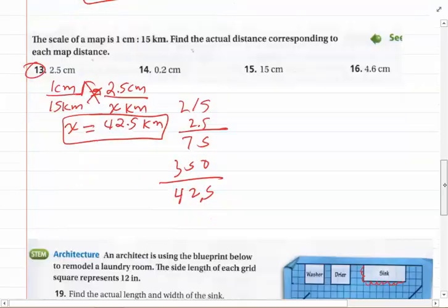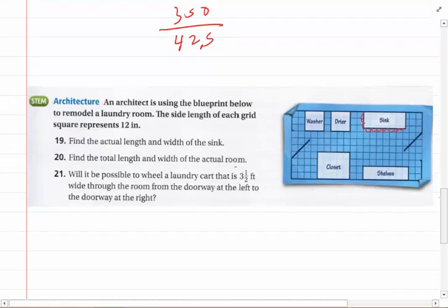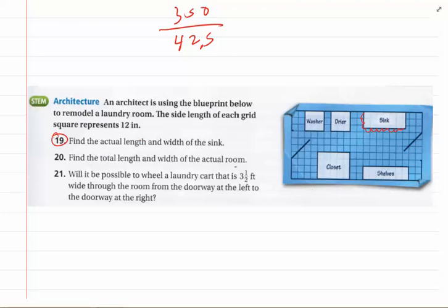And let's look at another problem here, number 19. An architect is using the blueprint below to remodel a laundry room. The side length of each grid square represents 12 inches. And basically what that means is each grid here represents 12 inches. Okay. If you look at the sink, it is actually 1, 2, 3, 4, 5, 6.5 units by 2.5. And we want to convert that into inches, and we know 1 unit equals 12 inches.